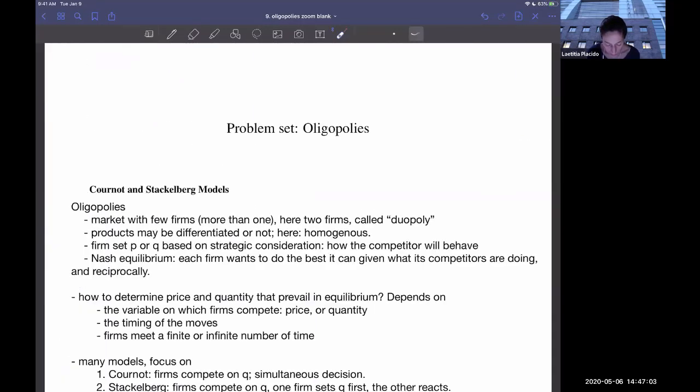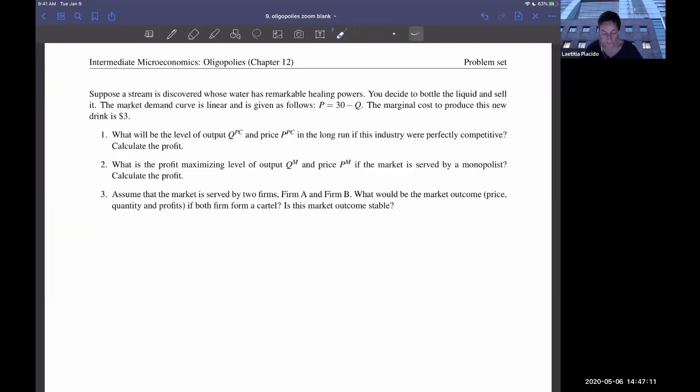The first problem is on the Cournot and Stackelberg oligopolies. So what happened here? A stream is discovered whose water has remarkable healing powers. You decide to bottle the liquid and sell it. So we have the market demand curve, and we are given the marginal cost to produce this new drink. It's $3 per drink, per bottle.